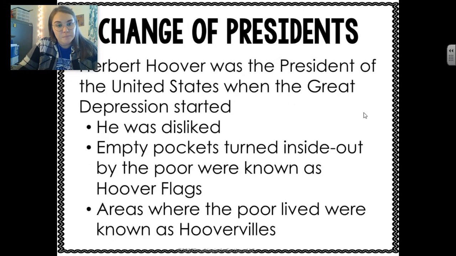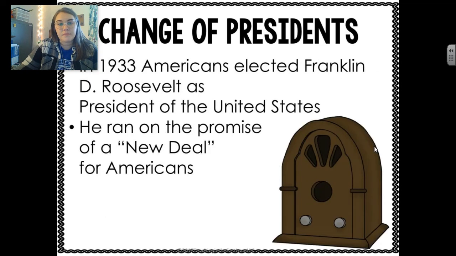Herbert Hoover was the president of the United States when the Great Depression started. He was disliked. Nobody liked Herbert Hoover, not a lot of people. There were empty pockets turned inside out by the poor, and that was known as Hoover flags. And there were areas where the poor lived, and they were known as Hoovervilles. In 1933, Americans elected Franklin D. Roosevelt as president of the United States, and he ran on the promise of a New Deal for Americans.